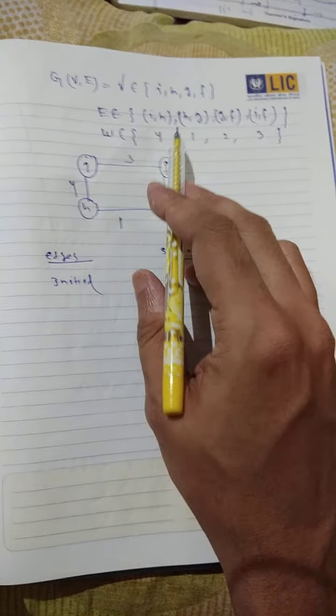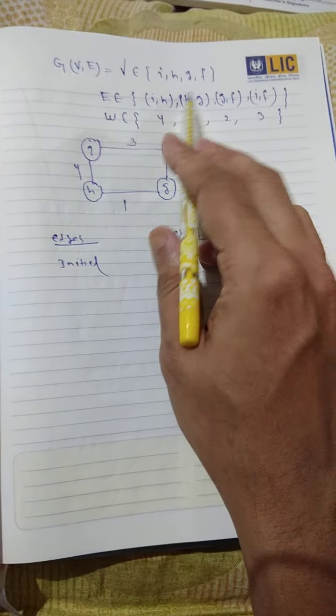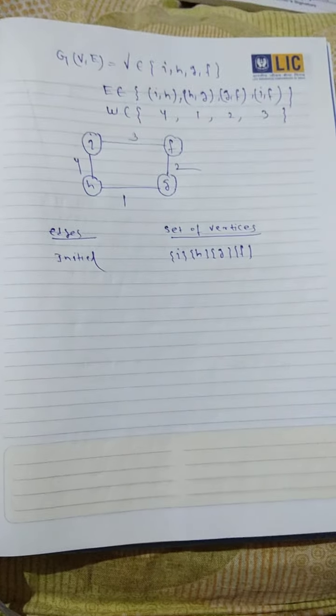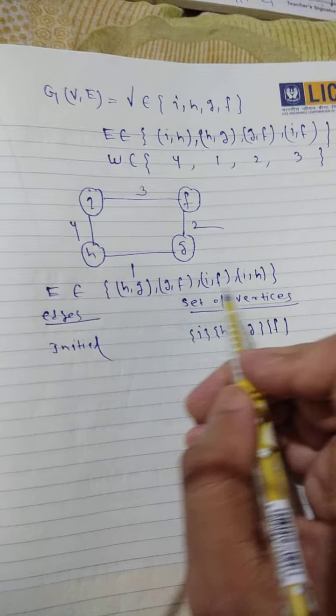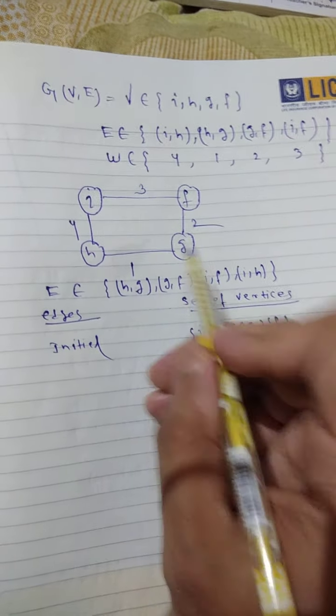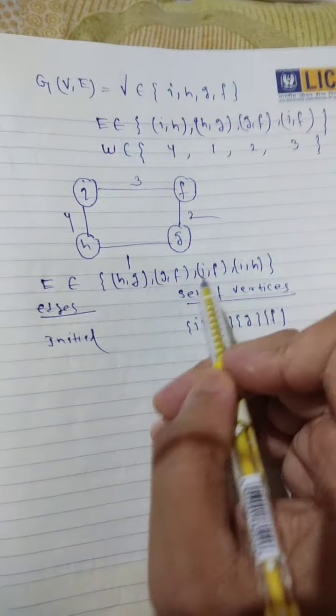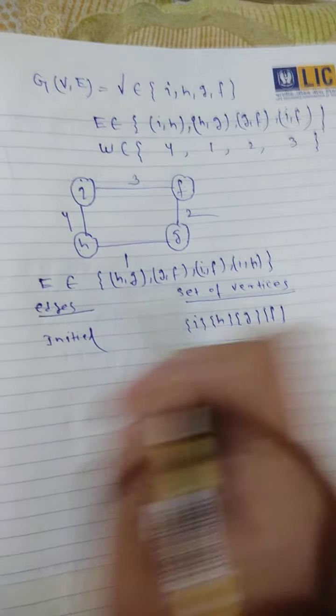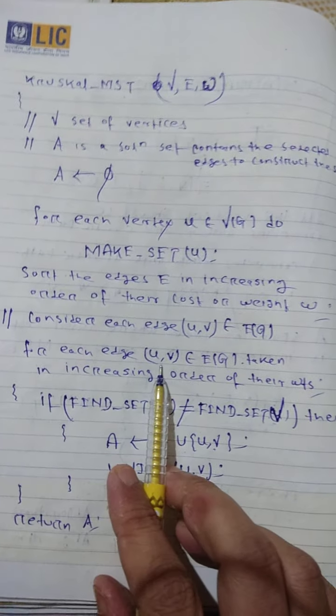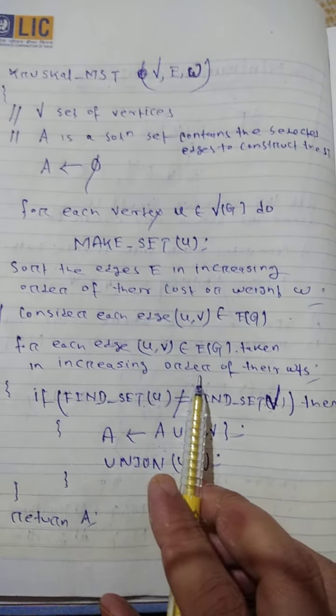See, the cost is sorted in increasing order. That means I am sorting the edges according to the increasing order of their cost: HG equal to 1, then GF equal to 2, IF equal to 3, and HI or IH equal to 4. Then we have to process each edge according to the increasing order.